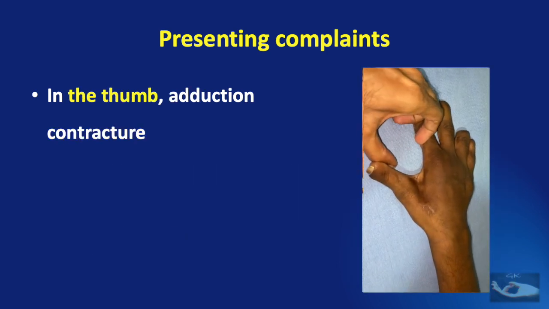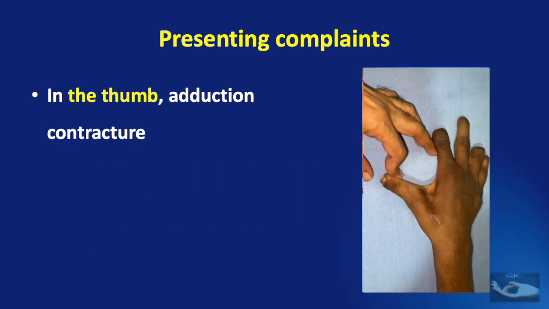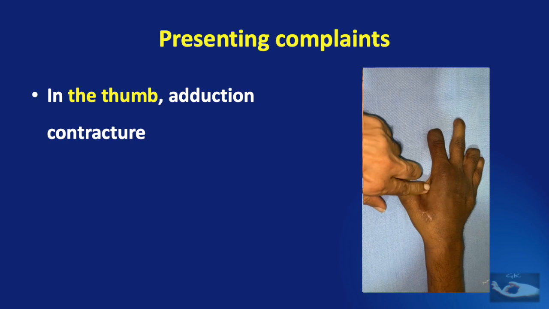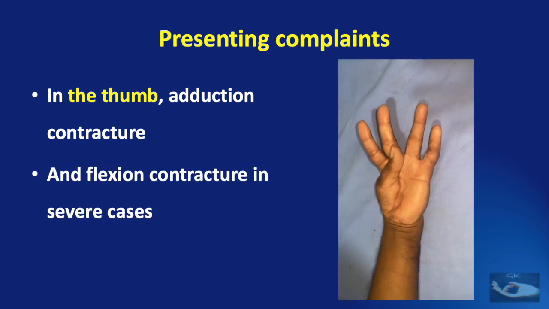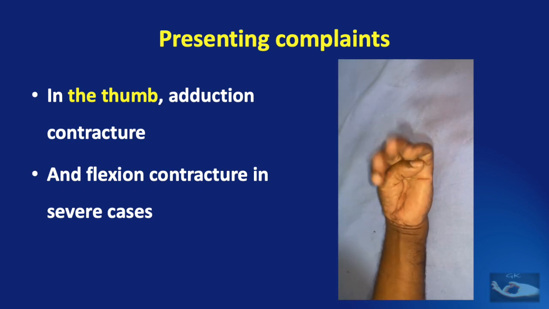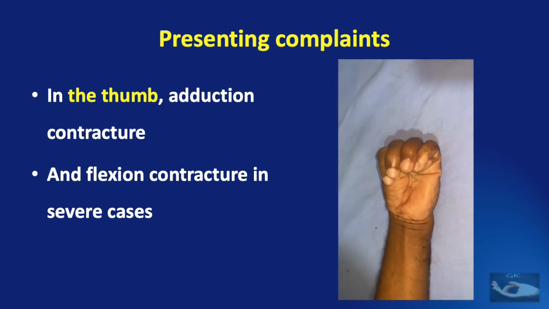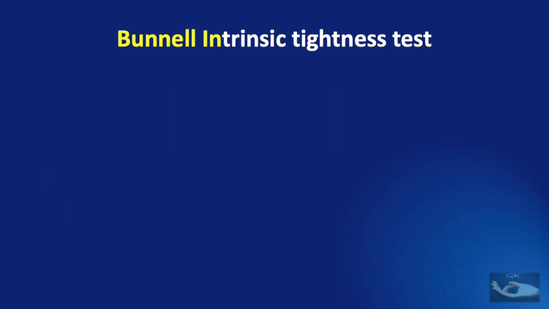As far as the thumb is concerned, there will be an adduction contracture because of the fibrosis of the adductor pollicis muscle. When the condition is a little more severe, there would be a flexion contracture at the metacarpophalangeal joint of the thumb too. But these are in the established cases of intrinsic tightness or contracture.